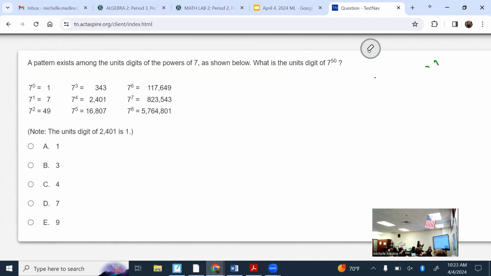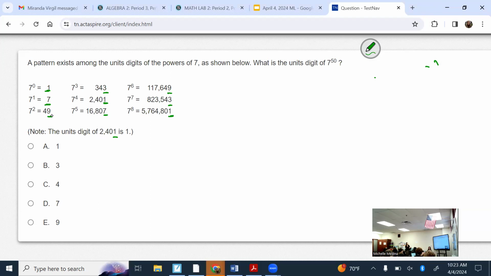The little subnotes. It says the units digit of 2401 is 1. So what they mean by units digit is that last number. So use that key to help you. Look at the last number of each power of 7. They're saying, these are all my different powers of 7. Look at the last number of each. They said a pattern exists between the units digit, which is the last number.